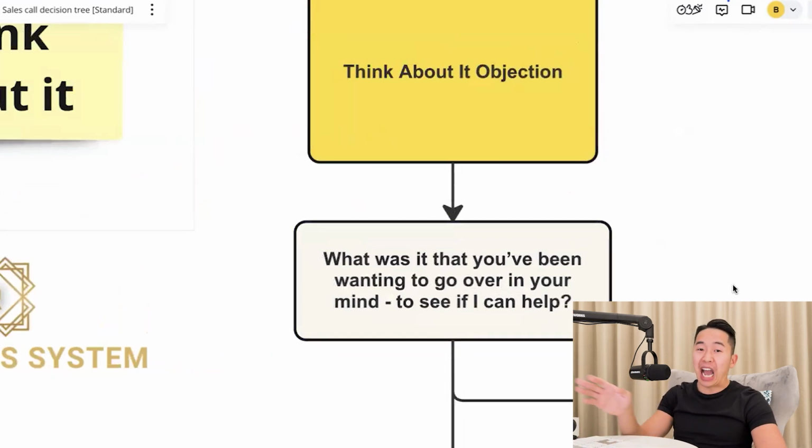You could literally say, "Oh, think about what?" Some people say that's bad. I don't think it's the worst thing in the world as long as you ask it the right way. If your tone is very accusatory, like, "Oh, dude, think about what?" then obviously the prospect's going to shut down. But especially if you have a good relationship with the prospect, you're talking casually, just say, "All right, think about what?" A more elegant way of putting it is, "Well, what was it that you've been wanting to go over in your mind to see if it can help you?"